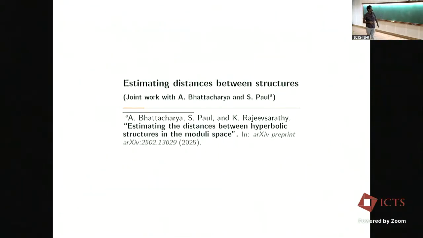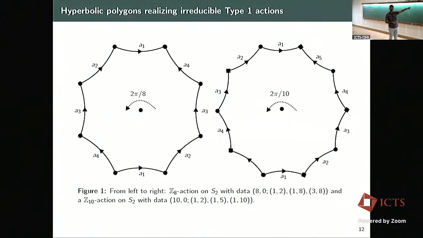Okay? So let me go over some recent work that we just submitted, we just got done. I think I covered the background for this work. This is joint work with Athanase Bhattacharya and Suman Paul. So using this idea, the realization, how can we estimate? My focus is to take two such structures, these special polygons that realize these irreducible type 1 actions, and estimate the distance between them. There are specific points that I'm picking in Teichmüller space, and I'm trying to estimate the distance between them.